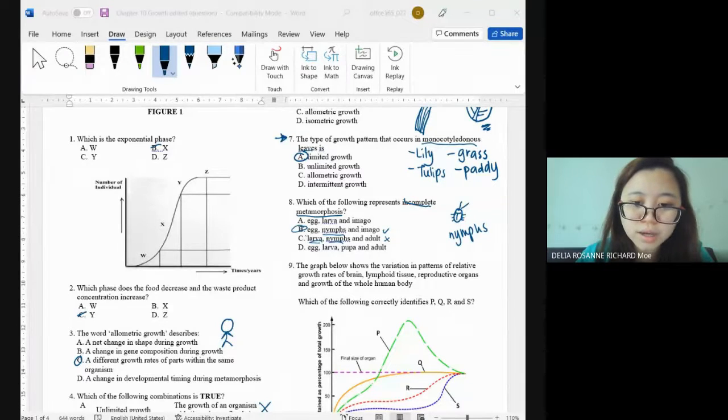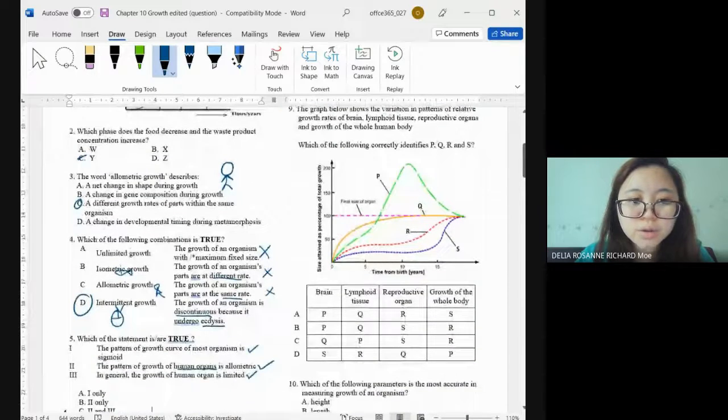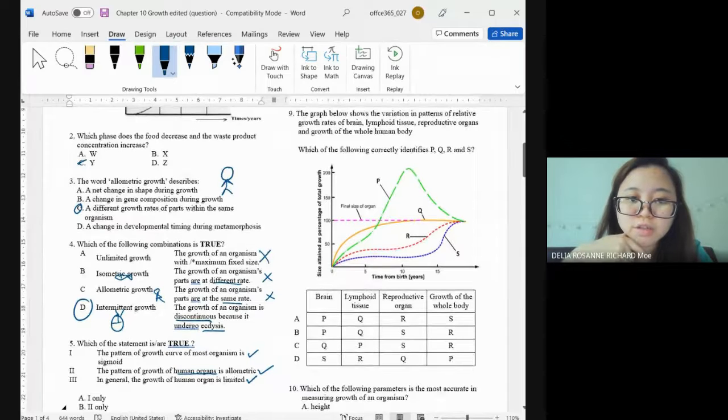Okay, this one should be direct. And then we go on to question number 9. Graph below shows the variation in patterns. Which of the following correctly identifies P, Q, R, and S? What is the easiest way to answer this question? Ada satu cara yang sangat senang untuk jawab soalan ini. Mana satu garisan dulu kamu identify?